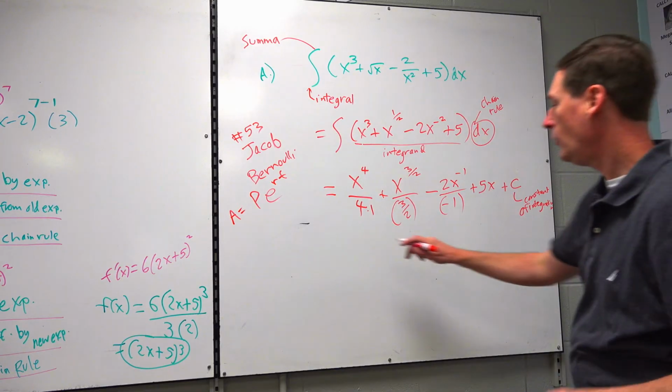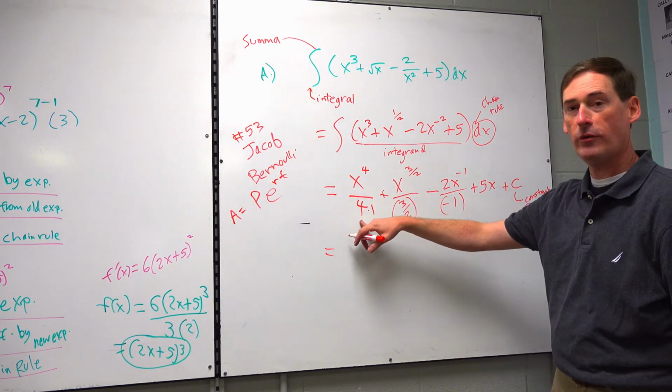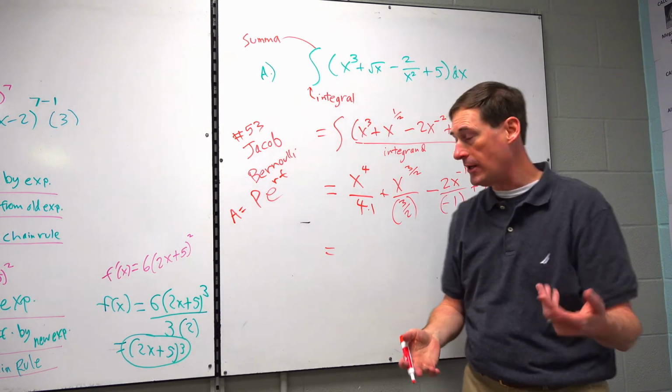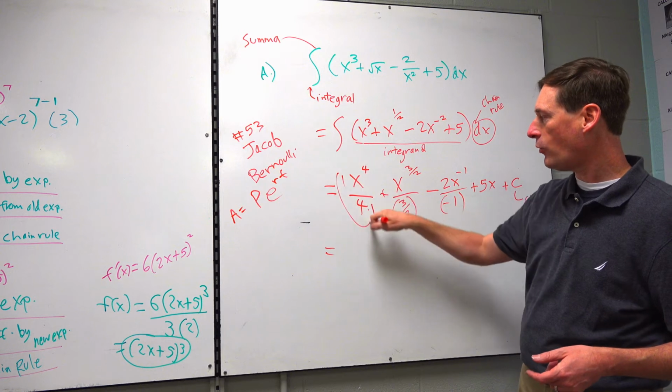And now we're going to fix this and clean it up. Okay, first of all, this is x to the 4th over 4, drop the 1. What I prefer, personally, you don't have to do this, but I really prefer to write that as, isn't that really 1/4, right there.